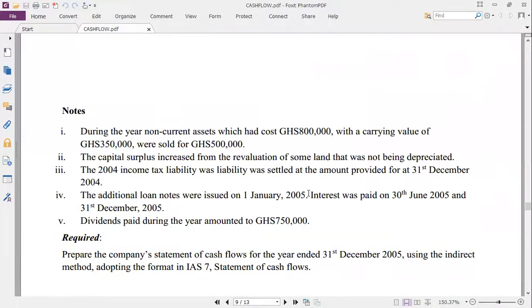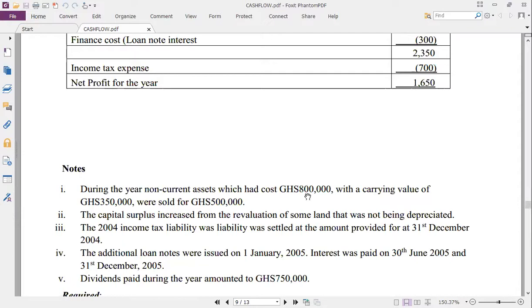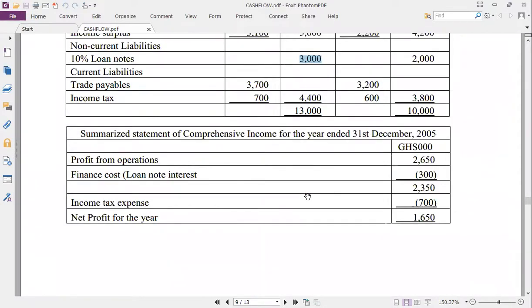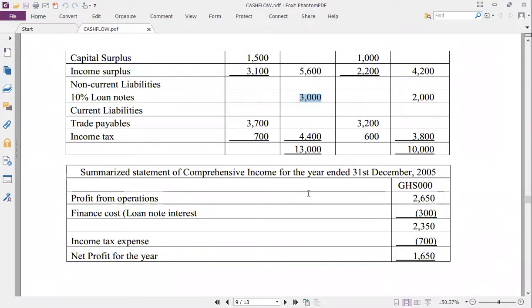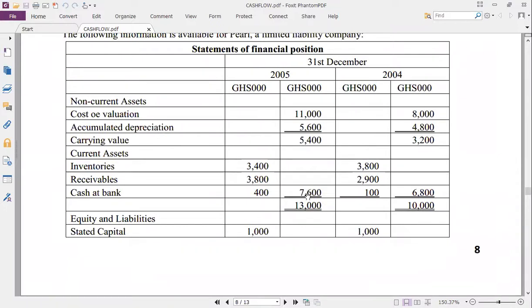Then the last footnote says that the dividend paid in the year amounted to 750,000 cedis. So that's the dividend paid, 750,000. Now we'll go to financing. We are done. Then you scan through the financial statement as usual.